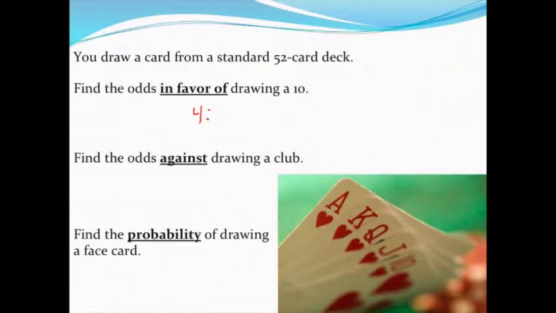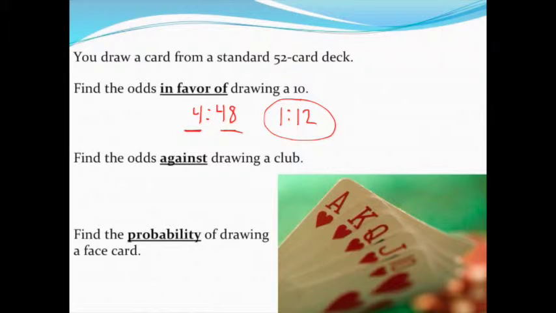Well, if there's 4 10s in a deck of 52 cards, that means there are 48 cards that are not 10s. So again, odds in favor of something happening is how many ways can it happen compared to how many ways can it not happen. And typically we'll stick with a ratio for doing odds. I always simplify ratios, though, the same way I'd simplify a fraction. So my odds in favor of drawing a 10 are 1 to 12.